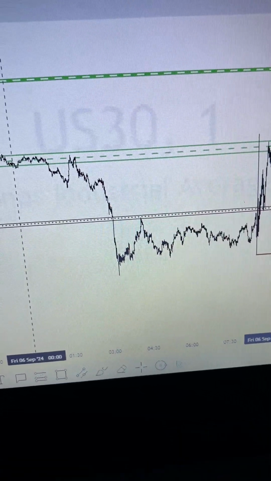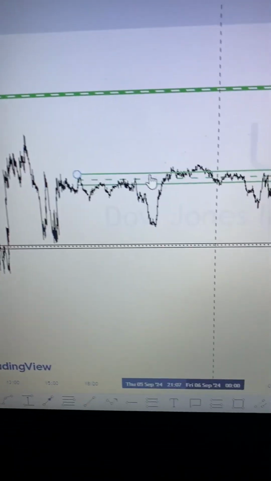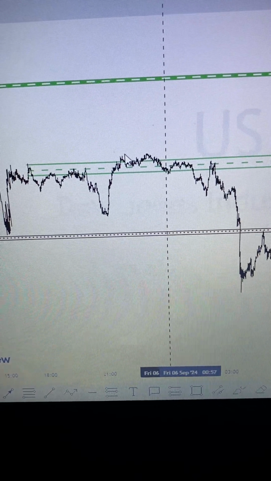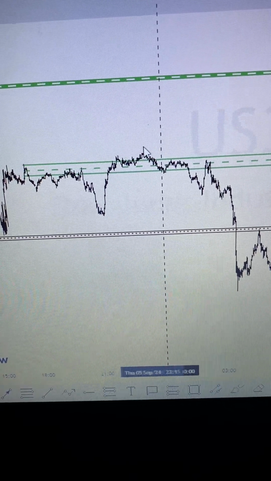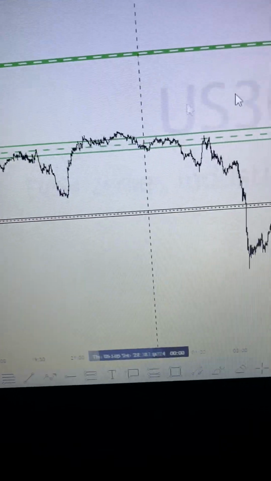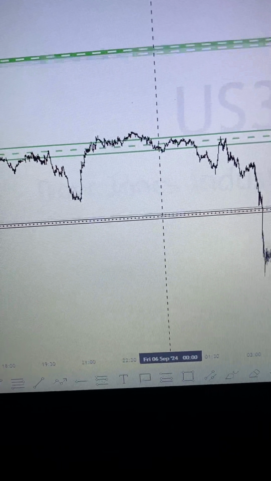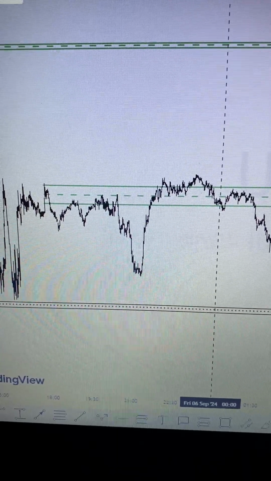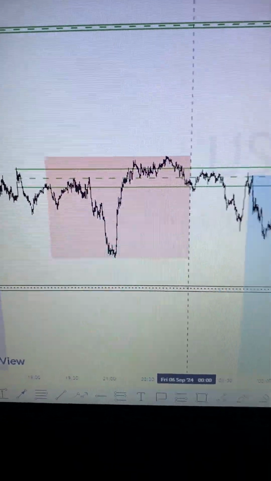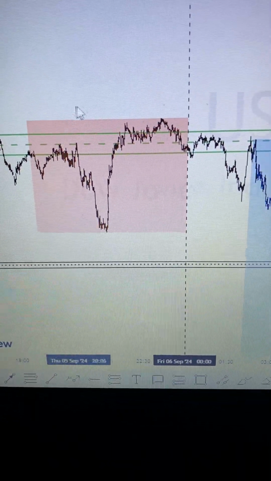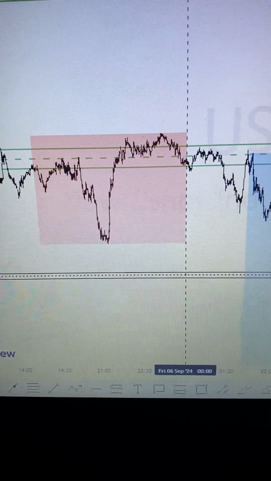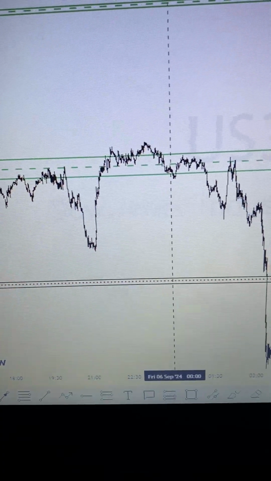So upon doing that, when we pushed to the upside like that, we took out liquidity. You see these highs, this high and this high, for me they are relatively equal. I don't know about you, but I see buy side liquidity right there. And if you open your sessions, you will see that this is actually the Asian session high. So that is liquidity.